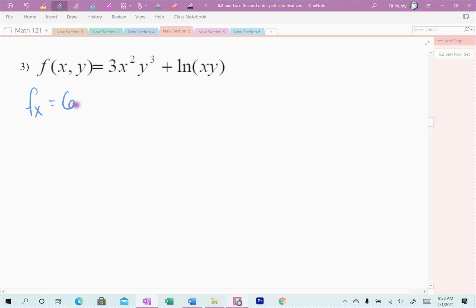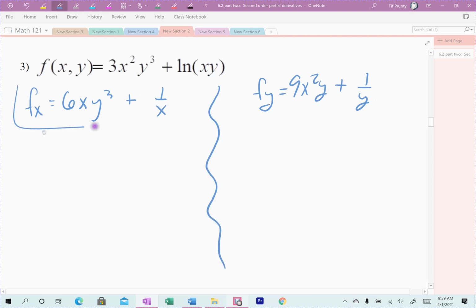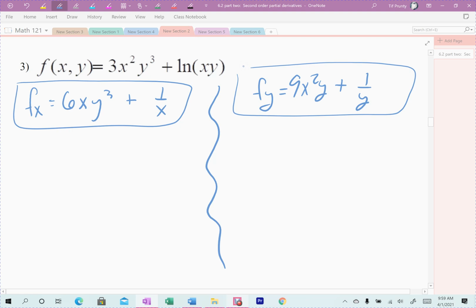This comes out 6xy cubed plus 1 over x. And then f sub y came out 9x squared y plus 1 over y. If you go back and look at my previous video, or my previous guided notes, we got those earlier. Alright, so now I'm going to find the derivatives of each of these with respect to my variable x and then with my variable y.